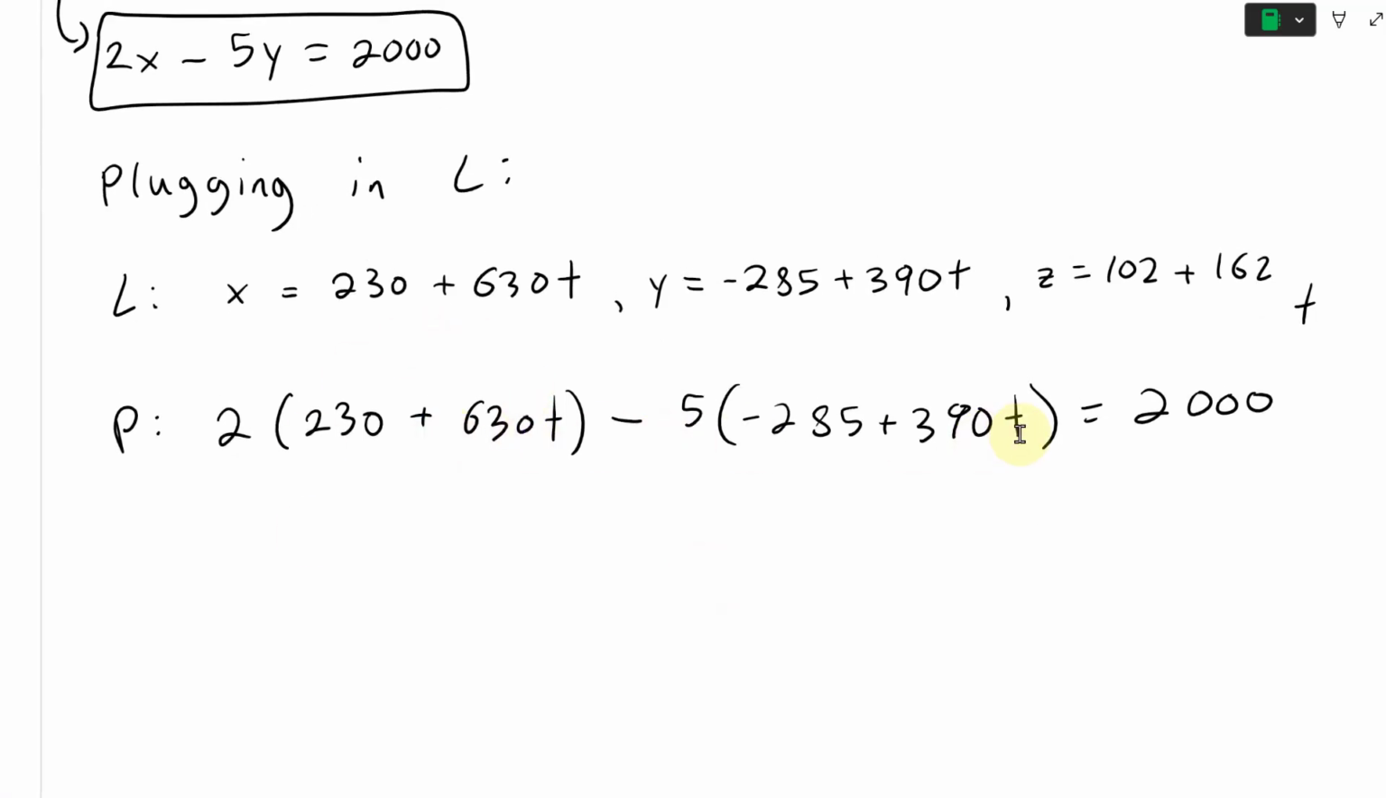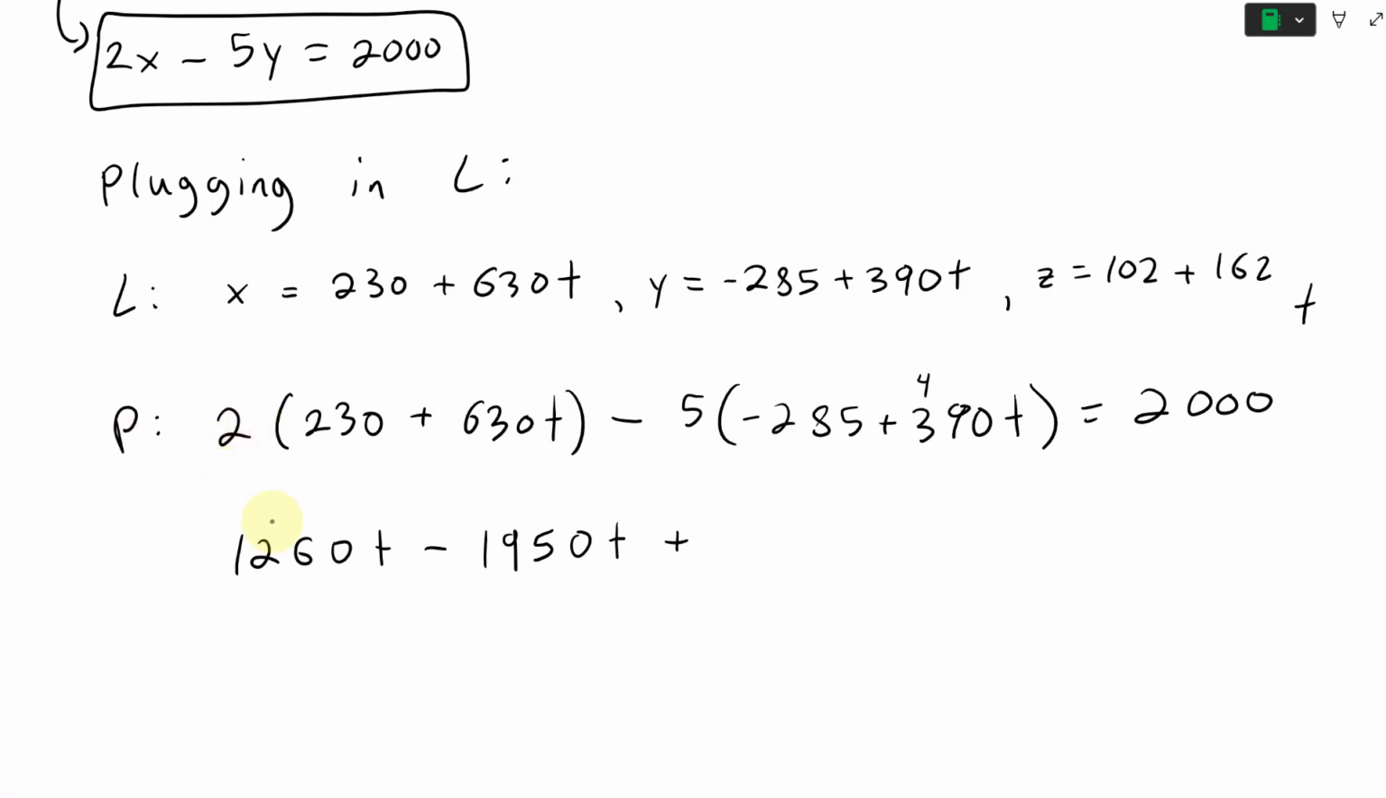Alright, so the next step is to multiply through and collect the T's first. It's 2 times 630, 2 times 0 is 0, T there. 2 times 3 is 6, and 2 times 6 is 12. So 1260T. And then the next one is negative 5 times 390. 5 times 0 is 0, T. 5 times 9 is 45, put a 5, carry the 4. 5 times 3 is 15, plus 4 is 19. So 1950T, like that.